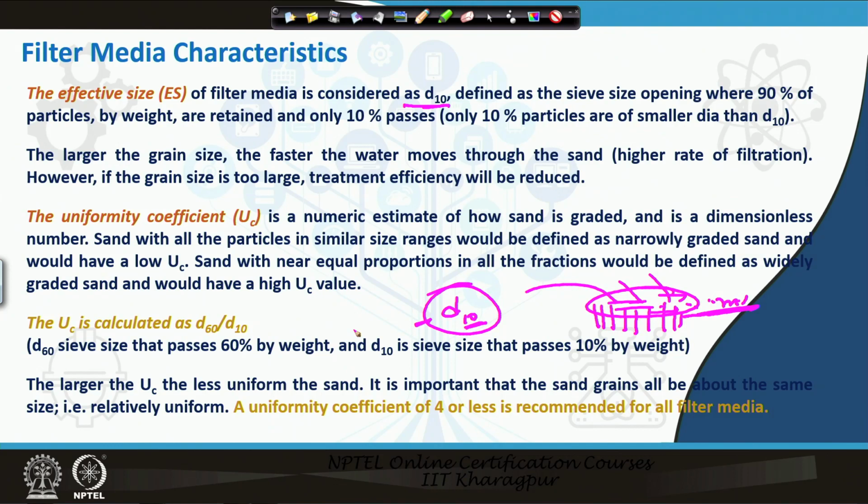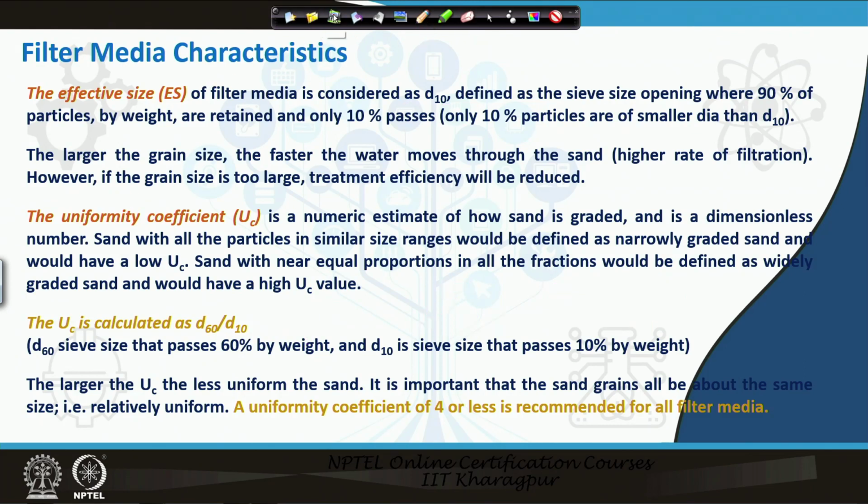Similarly, we can have D50, D60, D90. D90 means 90% of particles have passed, and only 10% are retained. Similarly, D60 means that 60% of particles have passed by weight, and only 40% are retained. That is the way we define these, and the effective size is defined as D10, sorry, not D60.